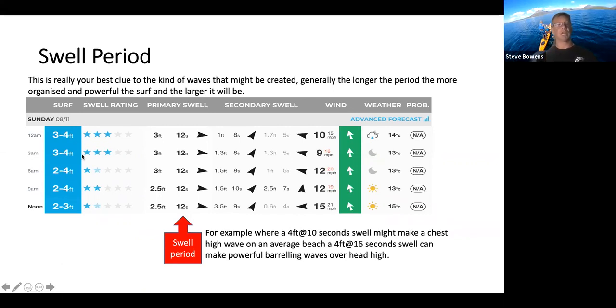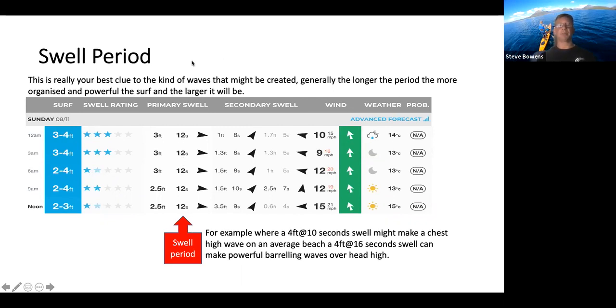So the first thing when you look at it, get into your local beach where you want to go, and have a look at the star rating. You can see this for yesterday was 3 stars filled in during the night and early morning, and then it became 2 stars with only 1 filled in, and then 2 stars both filled in, and then 2 stars with only 1 filled in. The next thing we're looking at is the period, 12 seconds.